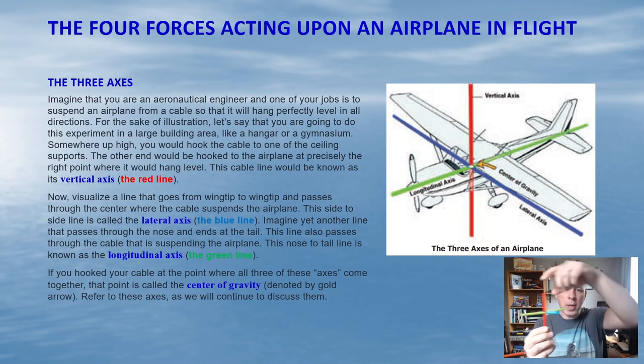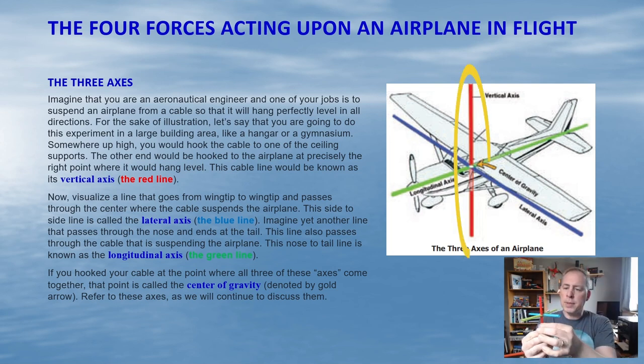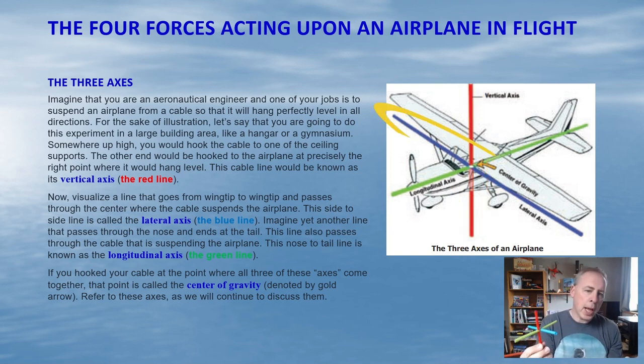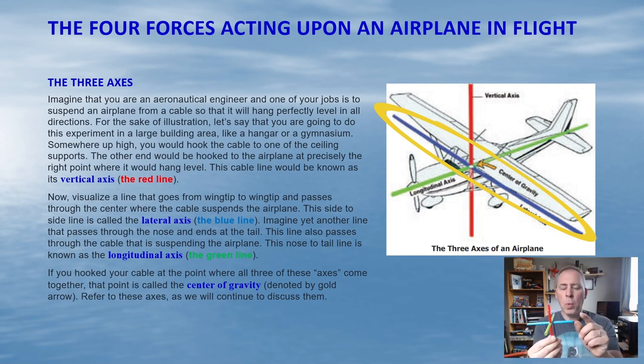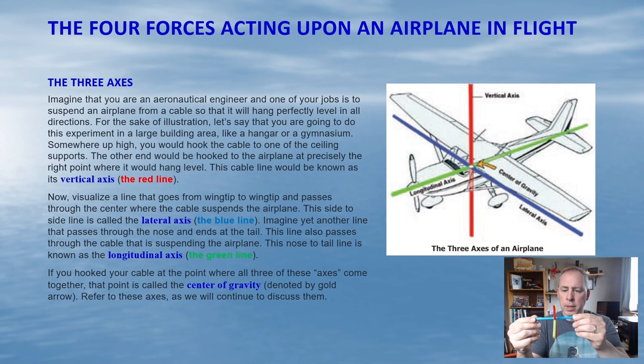So when you're looking at the vertical axis, this is our red line. So that's the axis going down through the plane. So when we turn it like this, that's one axis. It's called our vertical axis. Now visualize a line that goes from wingtip to wingtip. It passes through the center and the cable is still suspending it. This side is called the lateral axis. That's our blue line.